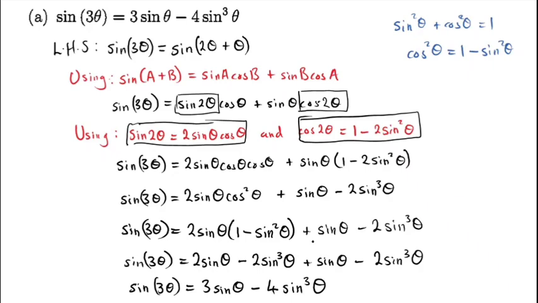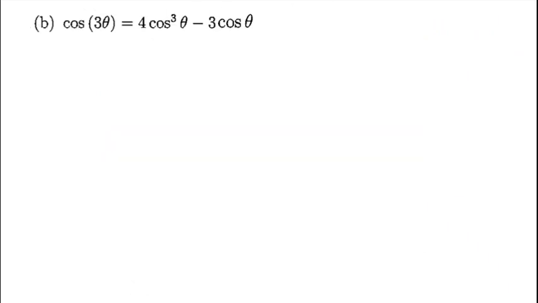So how can we show that cos 3 theta is equal to 4 cos cubed theta minus 3 cos theta? Alright, so to start with, we'll work with the left-hand side. The left-hand side is cos 3 theta. Now this can be split into 2 theta plus theta. 2 theta plus theta is simply 3 theta.